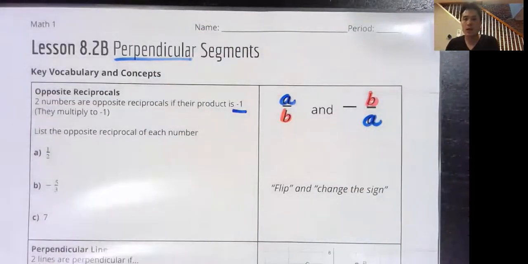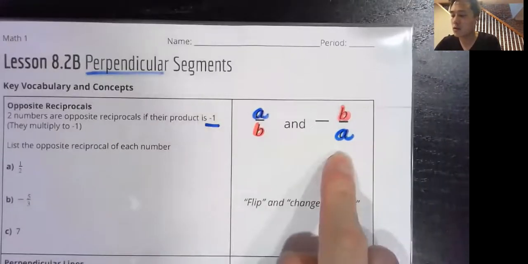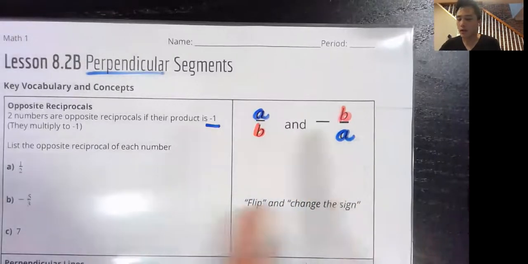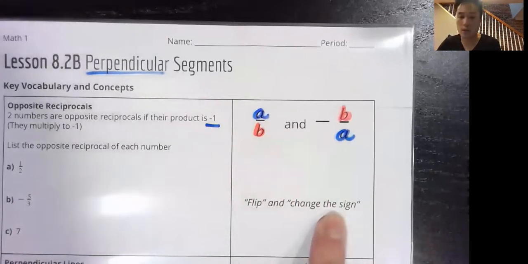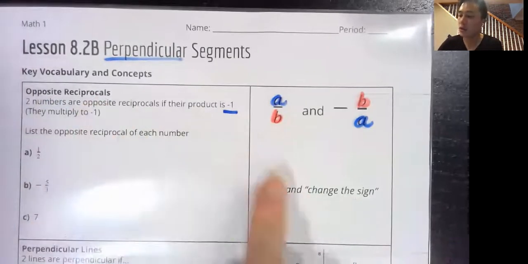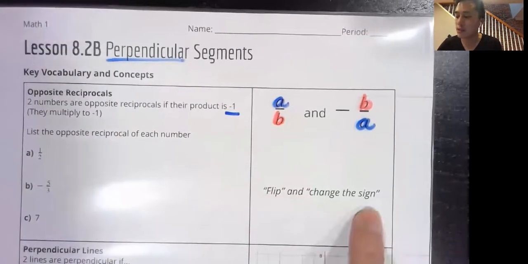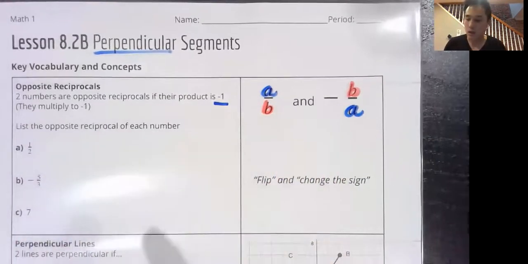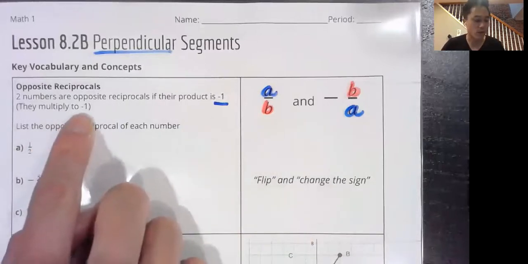You can see that these two numbers are similar in that one is just the inverse. It's like flipping the numerator and the denominator, and we've changed the sign. So when you see opposite reciprocal, think flipped and changing the sign. The technical definition is it's the number that you multiply with another number to get -1. Here's what that looks like.